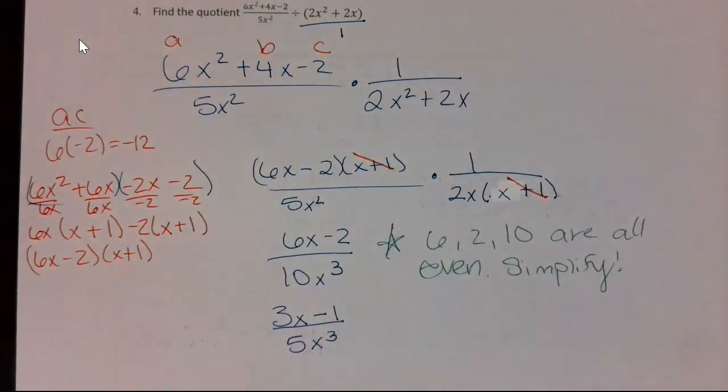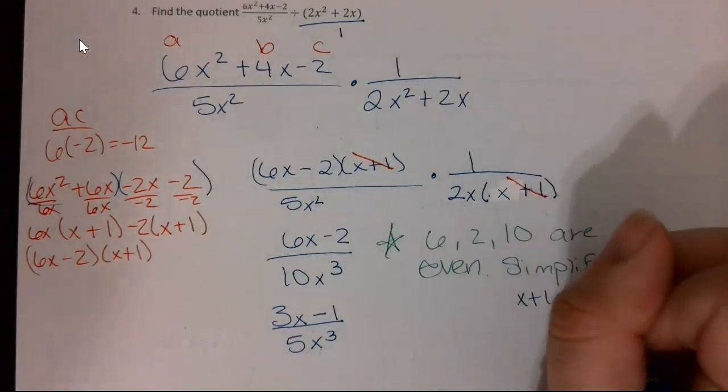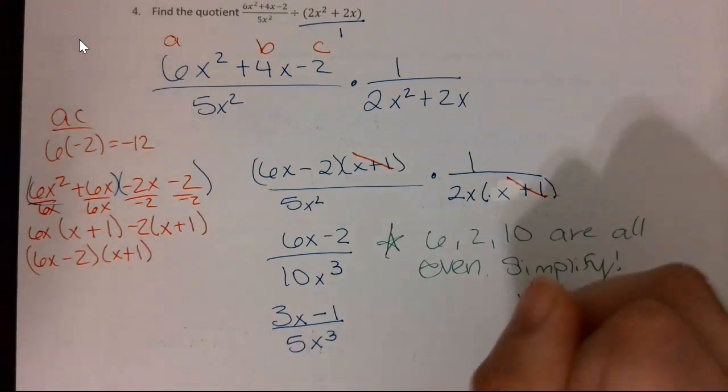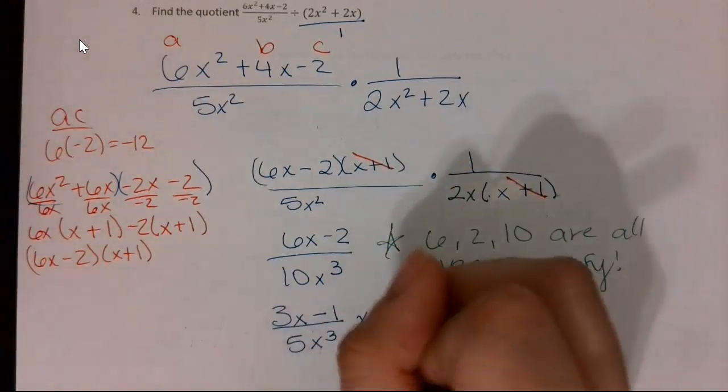Now I need to figure out my domain restriction for the one piece I canceled out. So I have x plus 1 can't equal 0. Subtract 1. x can't equal negative 1.